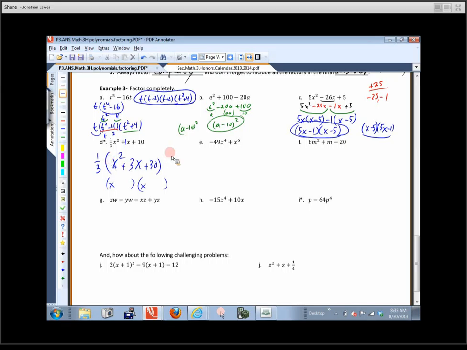Well, let's see. We could run through a list. 1 and 30, 2 and 15, 3 and 10, 5 and 6. They'd both have to be negative, otherwise, if they were going to multiply to be a positive. Are any of those going to make a positive 3? Nope. So, what do I know about this right here? Okay, that polynomial is prime, and this whole thing, we've completely factored it. The only thing we could do on that is pull out a 1/3. Any questions?